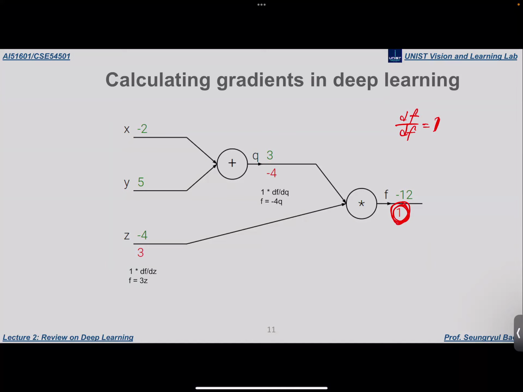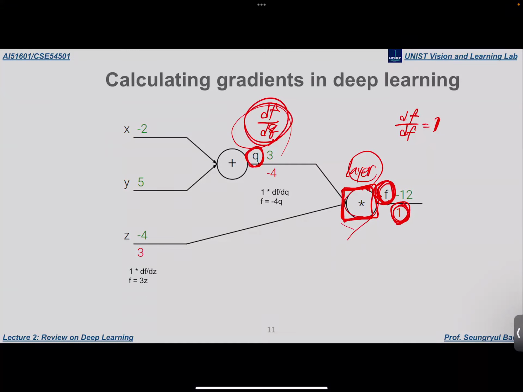And then we have to find df dq. We can interpret this as a layer, and this is the differentiation of this layer's output with respect to its input, right? So the output for this layer is f, and its input is q. So df dq is the differentiation of this layer's output with respect to its input.